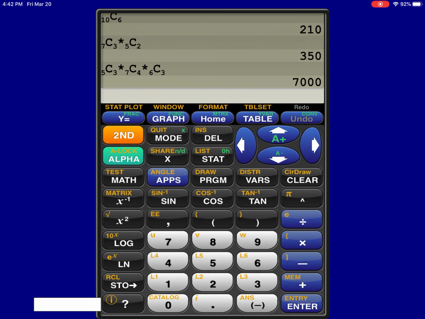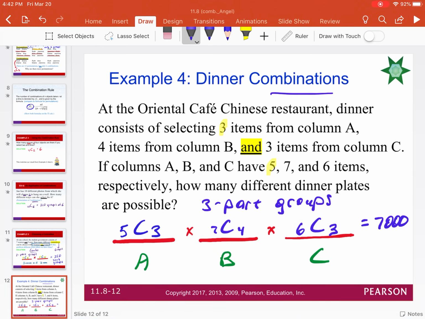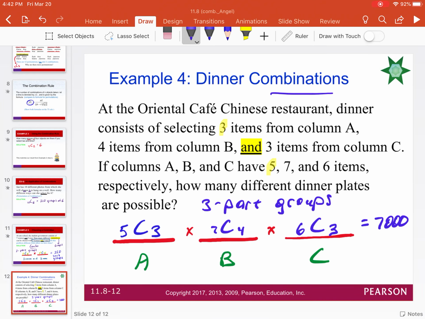Whoa, 7,000. You could be at the buffet a long time. 7,000 groups, 7,000 combinations of food items. A lot of choices, a lot of choices. Okay, I hope you saw the main differences between combinations and the last section, which is permutations. Let me know if you have any struggles, and take care. All right.